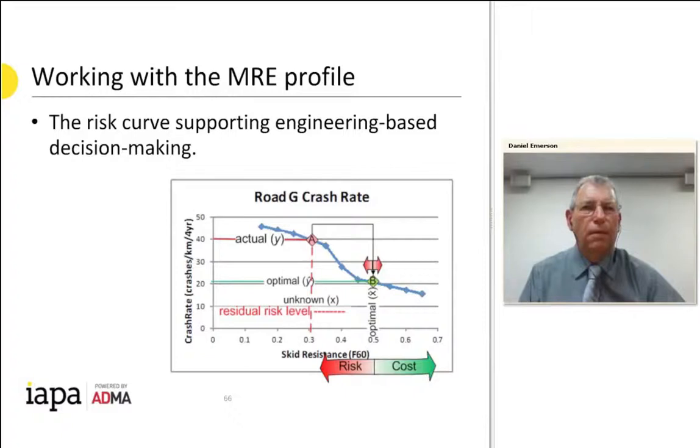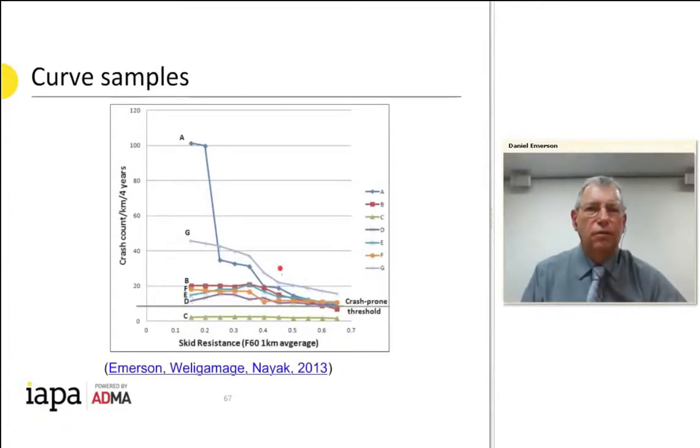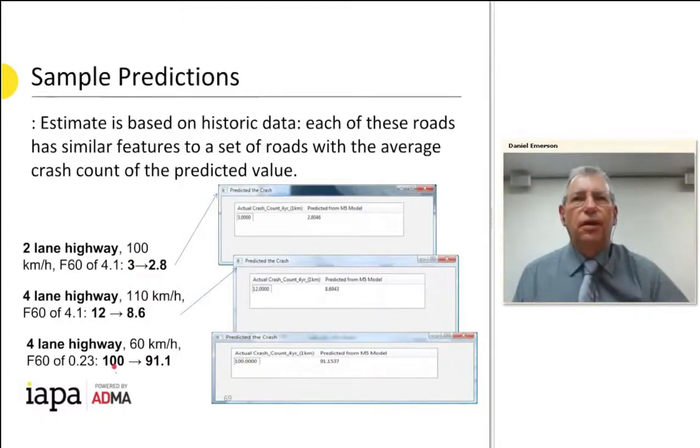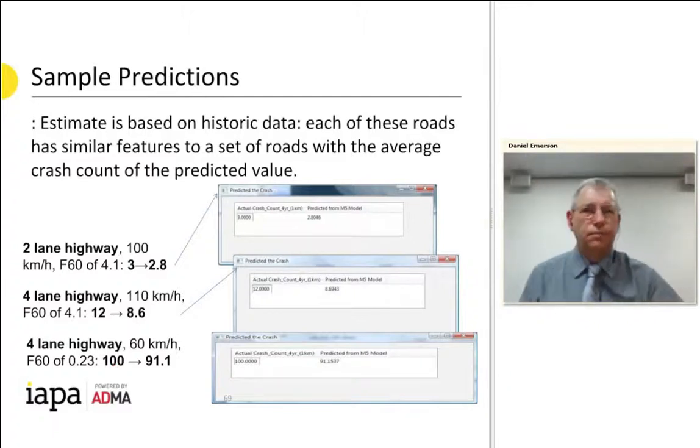Okay, so the application, we can see there's some examples here. What was a 3 was predicted as 0.28. What was a 12 was predicted as 0.86. What was 100 is 91.1. So they're relatively close. And these are some risk curves, and we can see one particular risk curve here. The actual crash rate is right on the curve, and with the application of the correct material, we can reduce the skid resistance and reduce the crash rate substantially. And it becomes very close to this line of residual risk here.